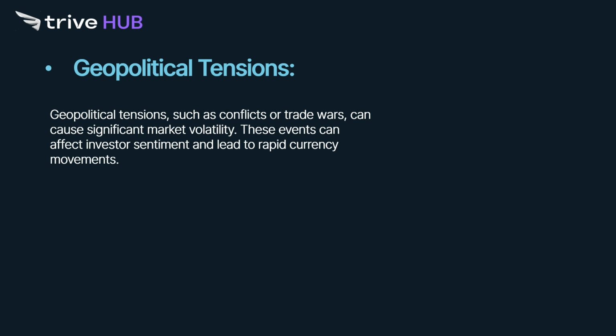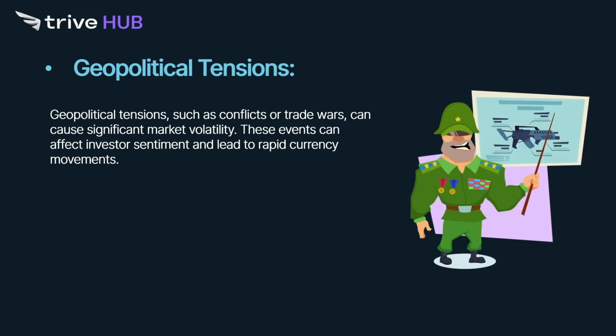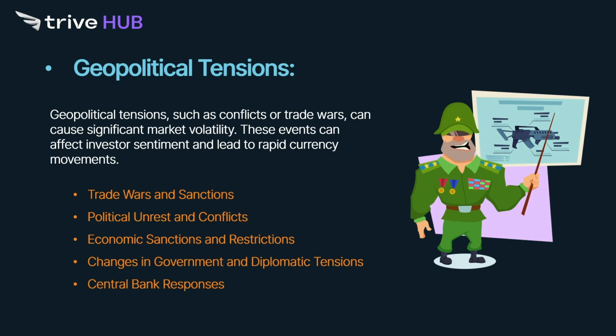Geopolitical tensions such as conflicts between two countries and trade wars can cause significant market volatility. These events can affect investor sentiment and lead to rapid currency movement. So that is why you need to have a good understanding of what is happening in the world. You need to keep track of the news around the country pair you are trading, so that you do not get trapped in the wrong direction of a particular trade.